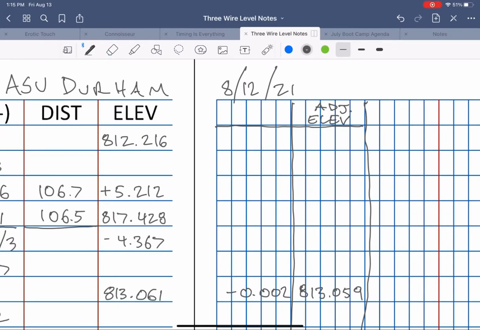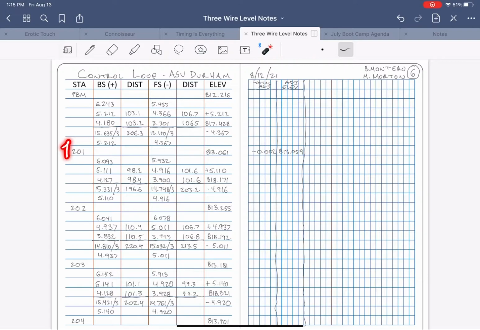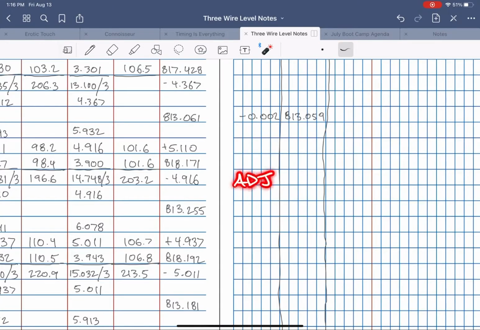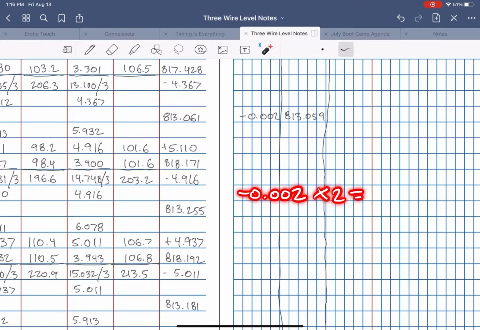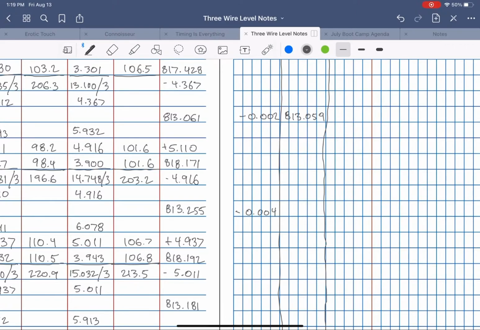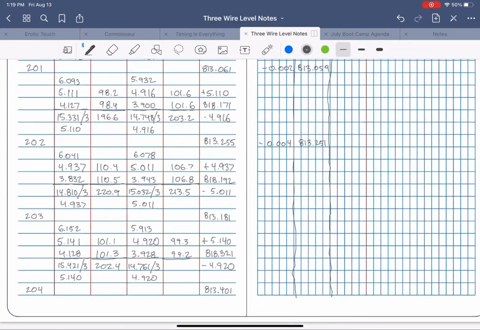And of course, we don't have to change our first adjustment at 201, because that would be the adjustment factor times 1. At the second station, 202, it'll be the adjustment factor times 2, for a total of -0.004. Let's run that math. Our adjusted elevation is 813.251.